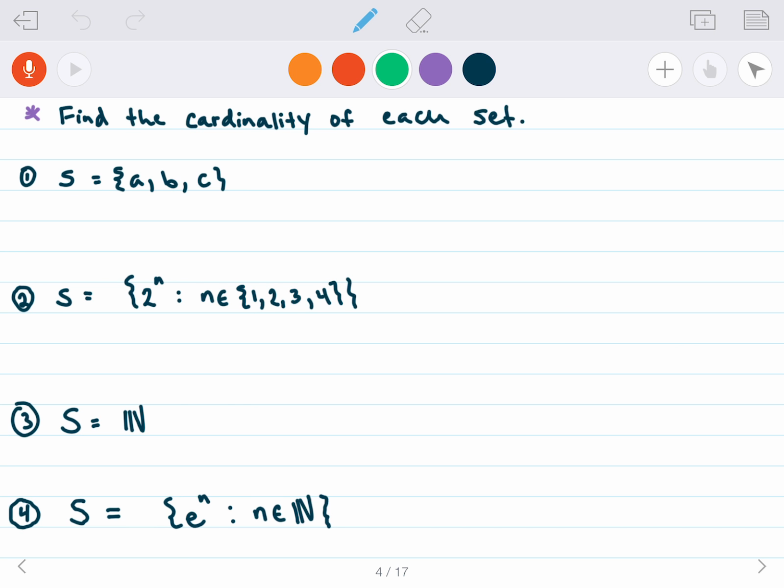All right, so let's go ahead and find the cardinality of these sets. So here, this was the example from the previous slide. We can clearly just count the elements and say that the cardinality of S is 3. Okay, same thing here. We already did this example. Cardinality of our set is 4.